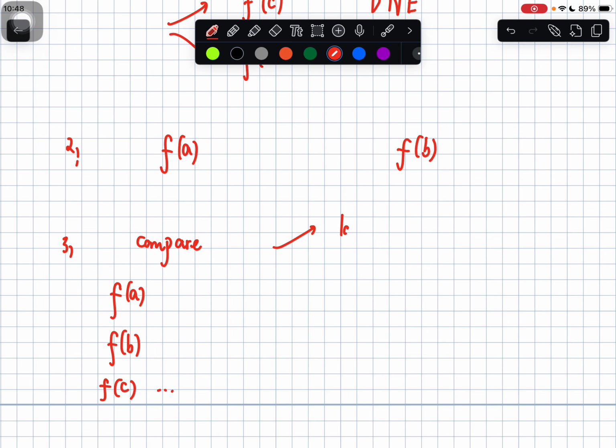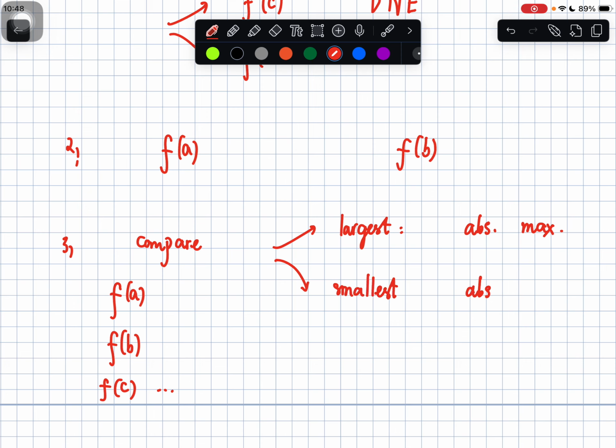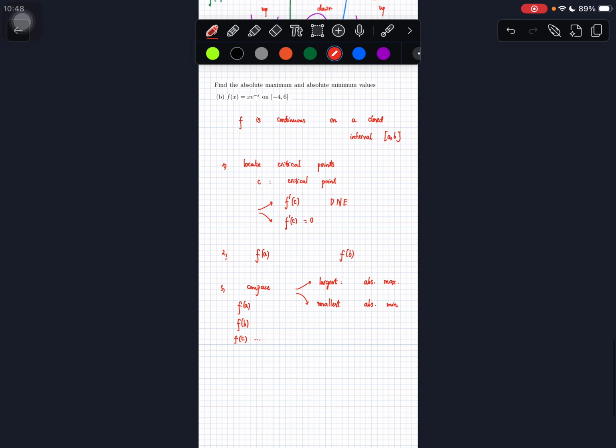The largest one gives us the absolute maximum. We might have, for example, two values that are equal, so we have two maxima. And the smallest gives us the absolute minimum. So let's apply this to our case.